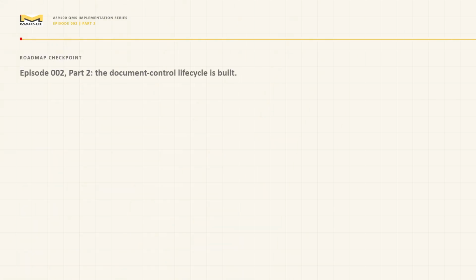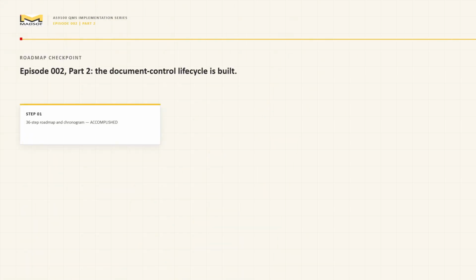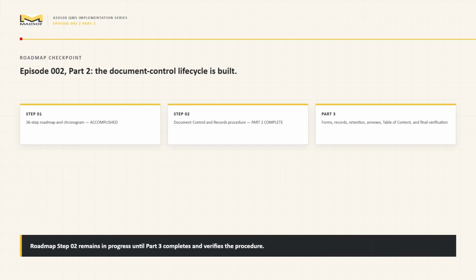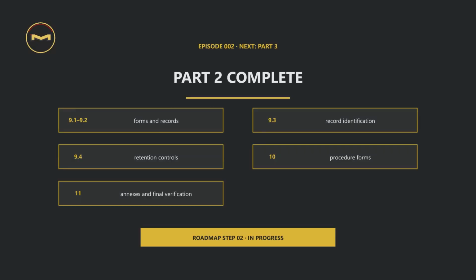This completes Part 2 of Roadmap Step 2. The document control lifecycle is now defined through Section 8.9. Step 2 remains in progress because Part 3 will complete forms and records, retention, stamps, and signatures, forms pertaining to the procedure annexes, the final table of contents, and the verification test. When those controls pass, we can mark Step 2 accomplished. Part 2 is complete. In Part 3, we will finish forms, records, retention, annexes, and the final verification.